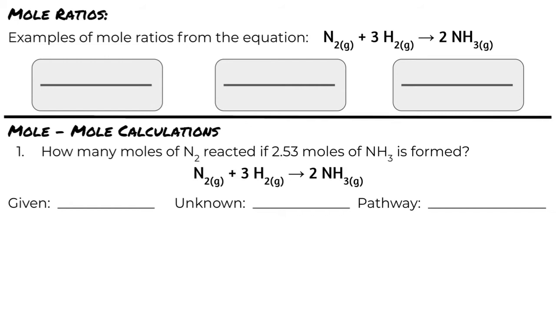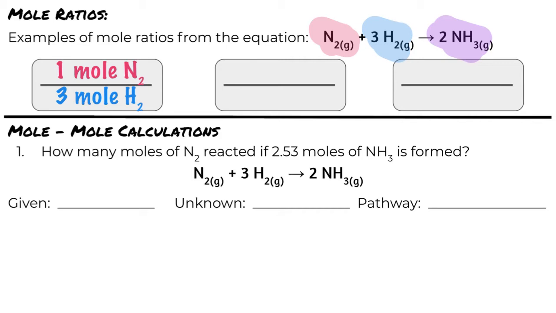So if we highlight N2 in this pink color, H2 in this blue color, and NH3 in this purple color, let's see how we can develop different mole ratios. We see that 1 mole of N2 is equal to 3 moles of H2, so I could say 1 mole of N2 over 3 moles of H2. I could also flip that. I could say 3 moles of H2 over 1 mole of N2.